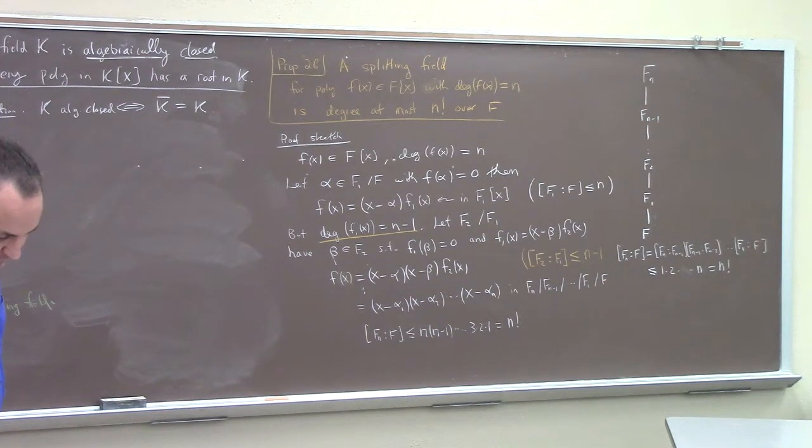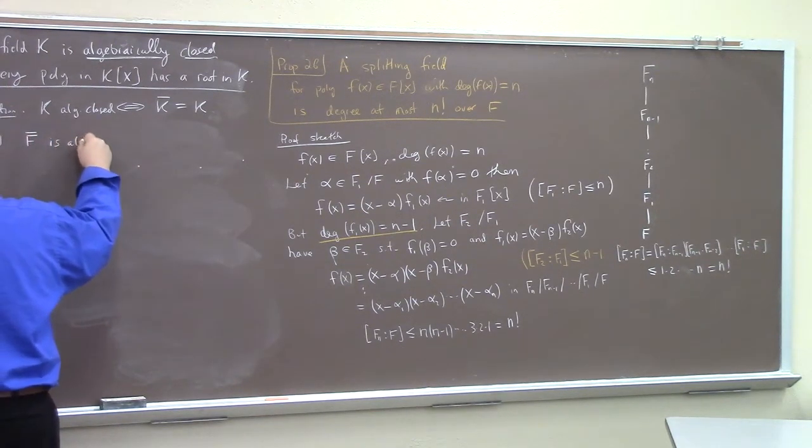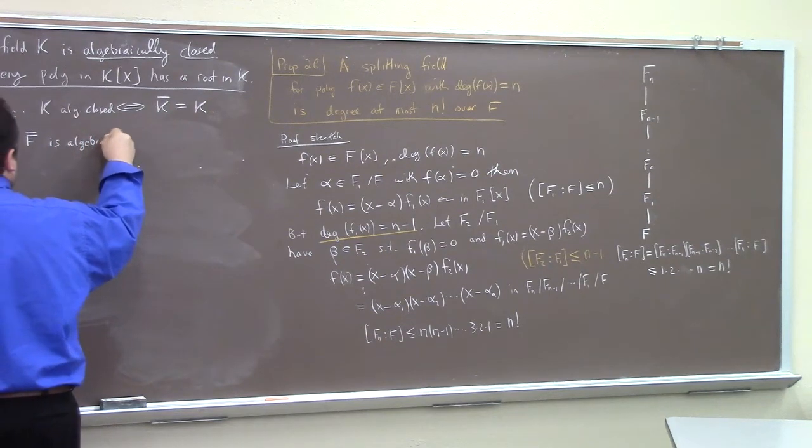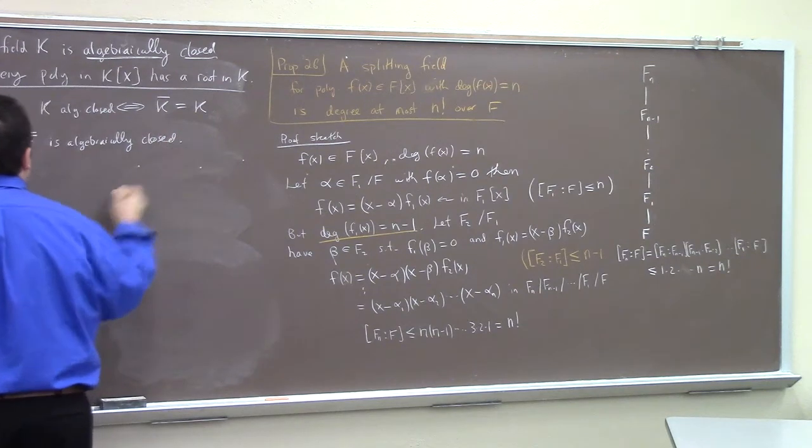And so he says, Proposition 29: let F bar be an algebraic closure of F, then F bar is algebraically closed. All right, so Proposition 29, F bar is algebraically closed. All right, great.